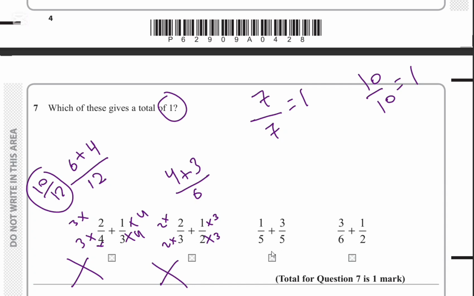Now here, they're already the same. So it's going to be 1 plus 3, which is 4. 4 over 5, that's also not the answer. So let's try the next one.